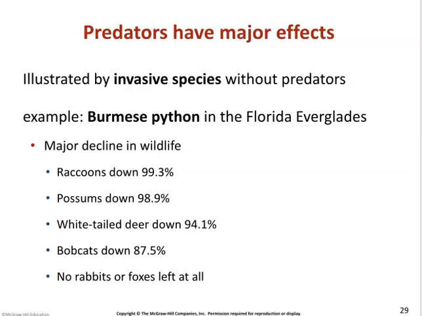So we have increases in the smaller species that are the prey of the raccoons and the possums, and on top of that, we see the populations of raccoons and possums decreasing because they're being eaten by the python. We see white-tailed deer being eaten, bobcats being taken down by all these pythons. There are no rabbits, no foxes, but they've got a plethora of all the things that those eat.